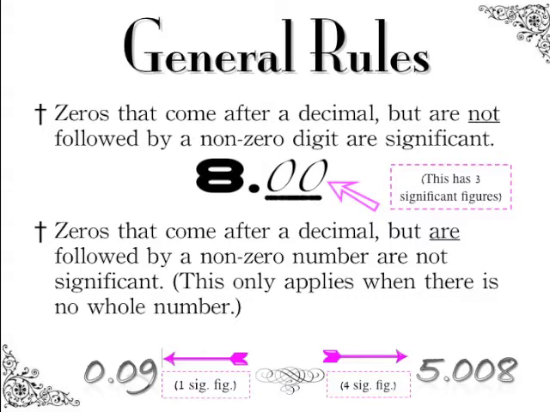Zeros that come after a decimal but are followed by a non-zero number are not significant. This only applies when there is no whole number. 0.09 only has 1 significant figure, and 5.008 has 4.